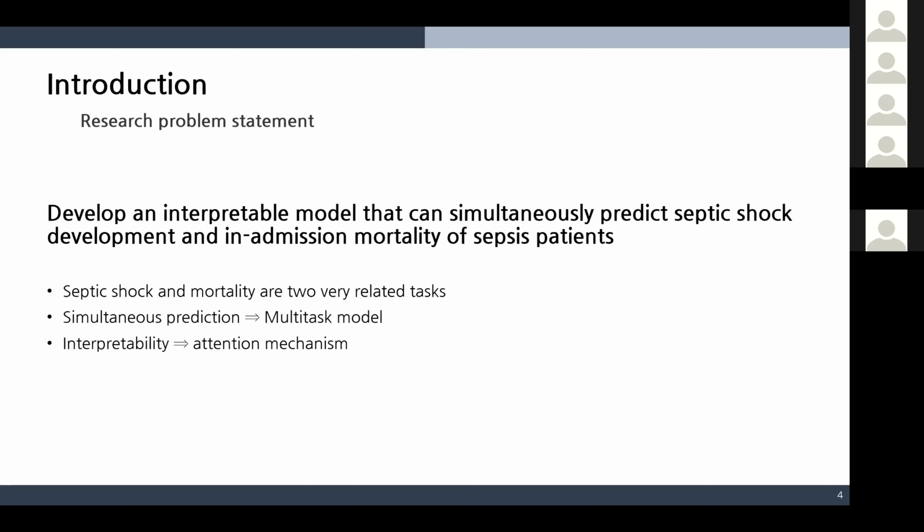So we propose a new model for this conventional task of predicting septic shock development in sepsis patients. Specifically, we developed an interpretable multitask model through a simple extension of Retain for simultaneous prediction of both septic shock and mortality in sepsis patients. We hypothesized that because septic shock and mortality are two closely related tasks, learning both tasks would allow the model to learn information useful in predicting septic shock when learning to predict mortality.